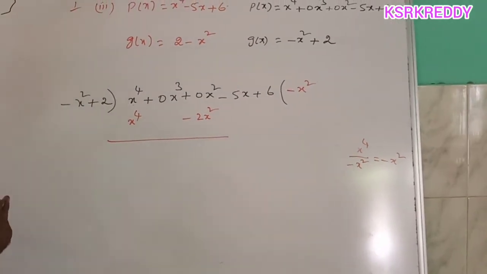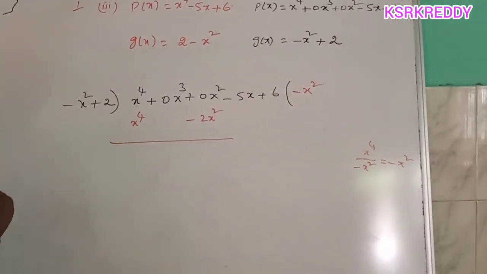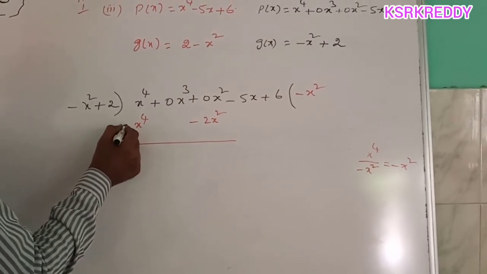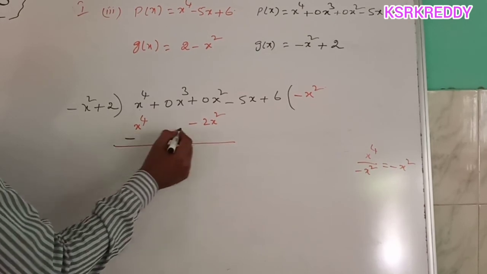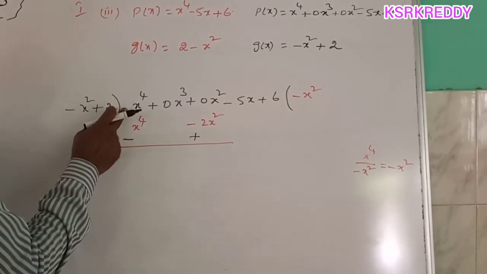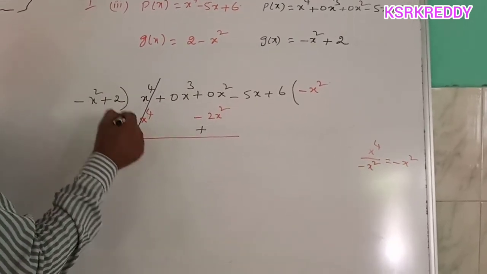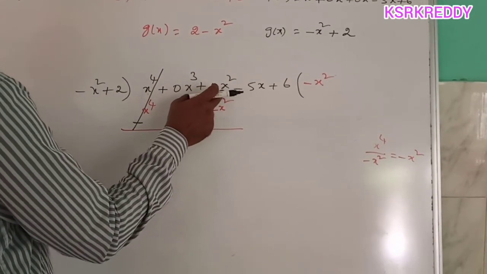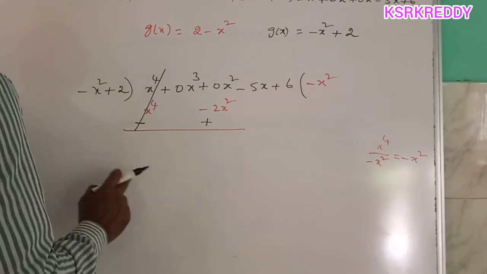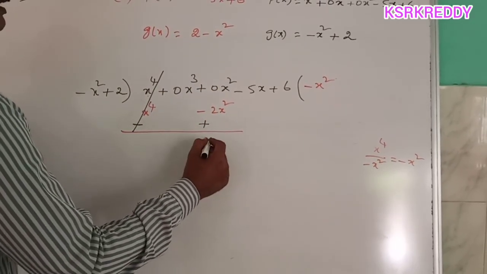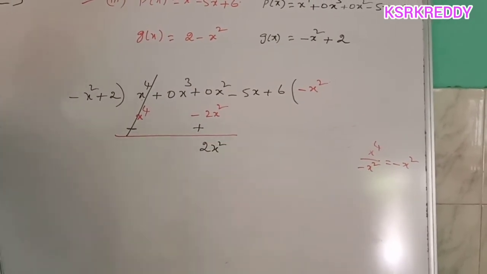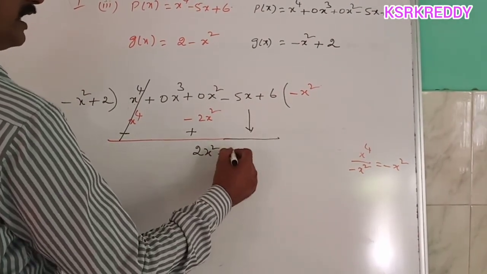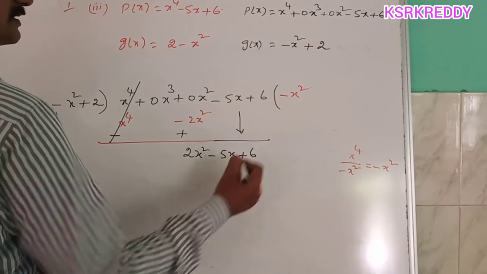Here write this. And subtraction changes the symbols. Subtraction means symbols are changed. Positive value negative, negative value positive. Plus x to the power 4 minus x to the power 4 cancel. Here 0x square is the value 0x square. 0x square means value 0. Plus 2x square means value what is that? 2x square. Next bring down the remaining terms. Minus 5x plus 6.